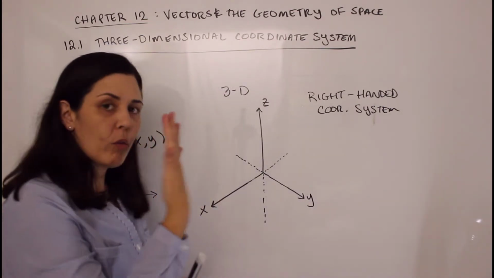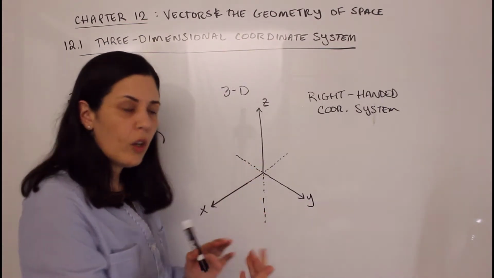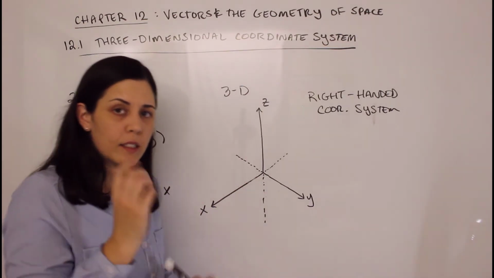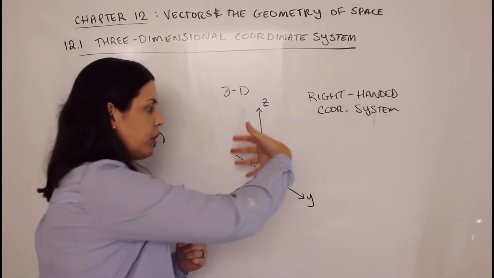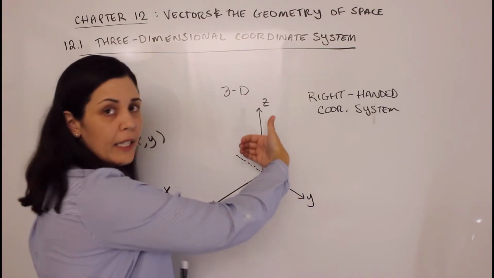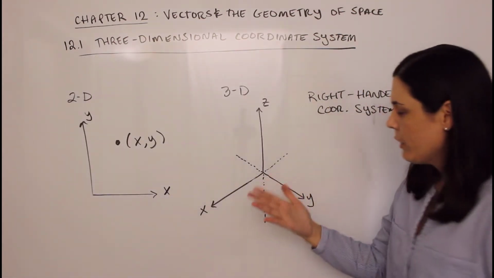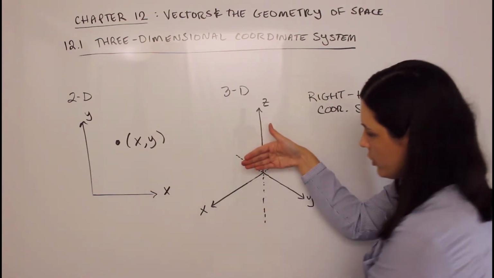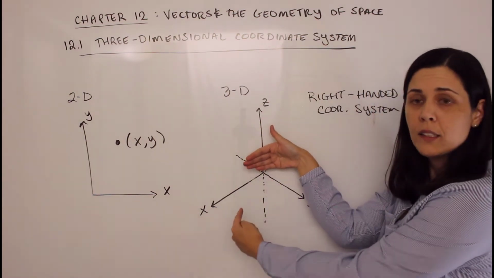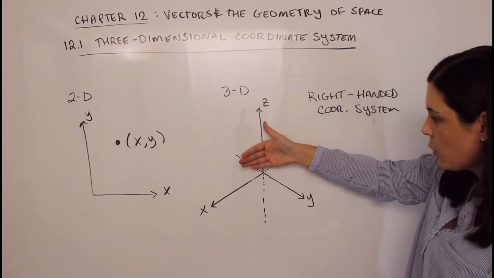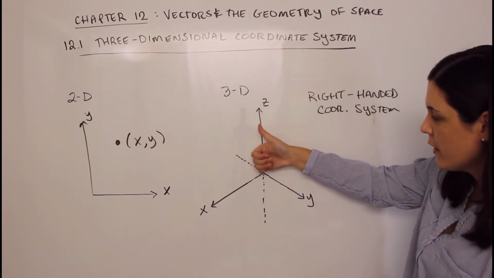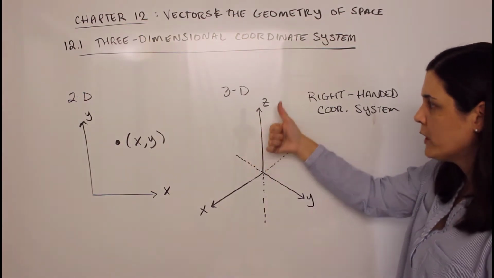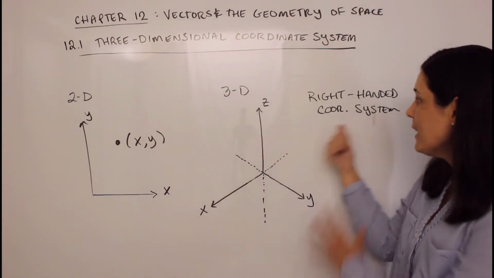If I were to place my right hand to where my fingers are on the positive x-axis, and use your imagination here because I can't actually put my hand over the z-axis, but imagine my right hand was curled around z, but my fingers were on positive x. If I curl my fingers toward positive y, then my thumb points toward positive z. And that's all that this means.